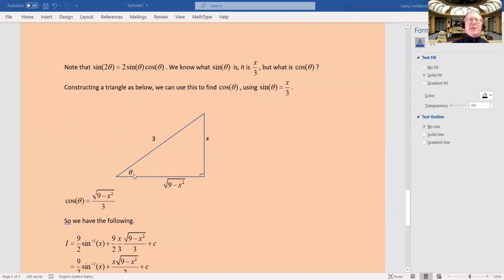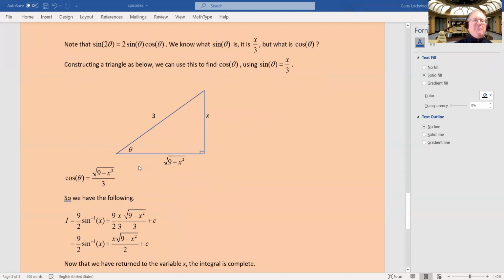Okay, so we're back live on the bridge of the Enterprise, and here is our diagram again, and this time we've got a beautiful theta right there. And so you can see that the sine of theta is x over 3, the cosine of theta is the square root of 9 minus x squared over 3.